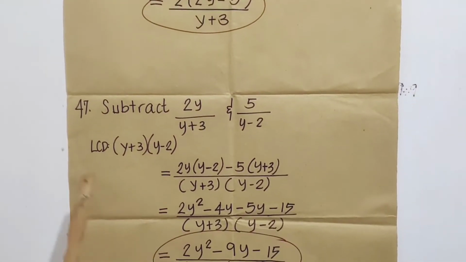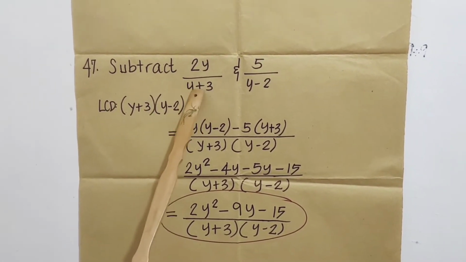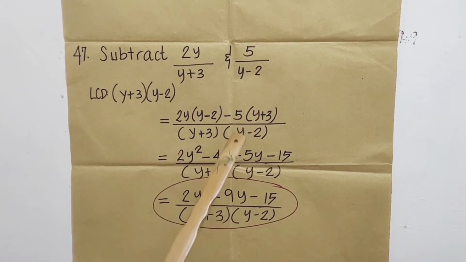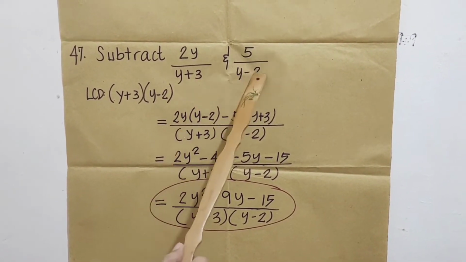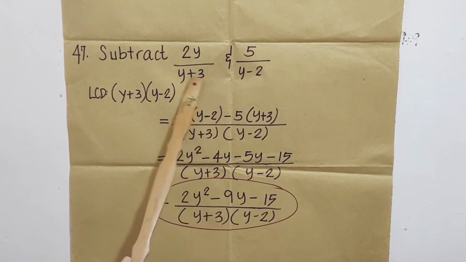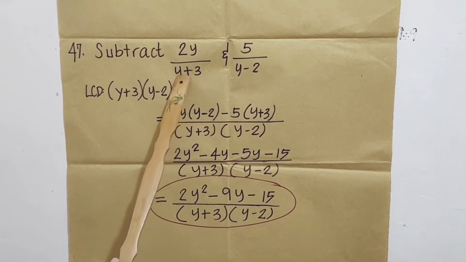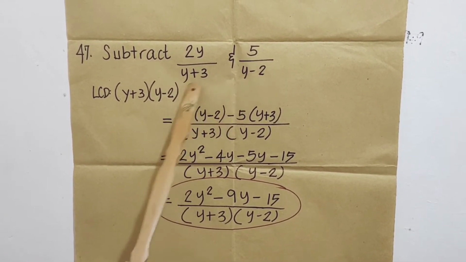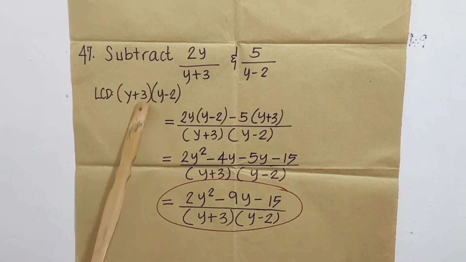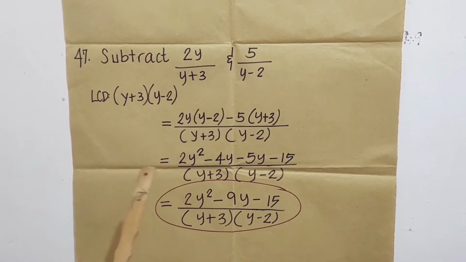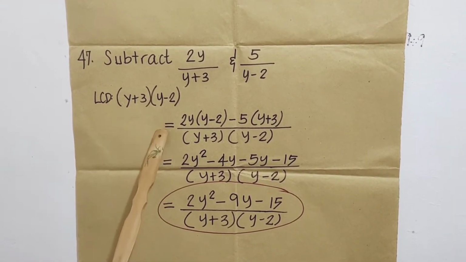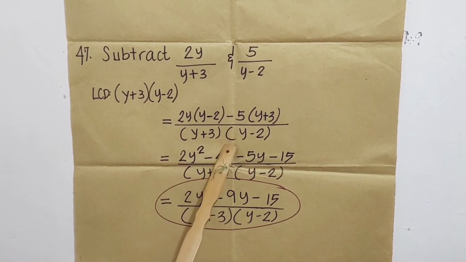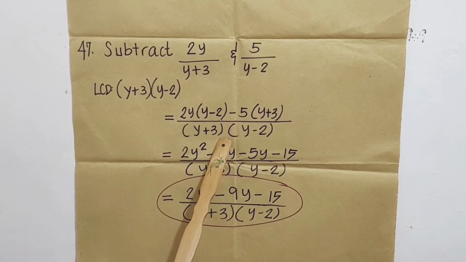The next, number 47: subtract 2y over y plus 3 and 5 over y minus 2. Okay, the same process. We're going to find the LCD of these denominators since they are not the same. Since y plus 3 and y minus 2 are prime, we have to multiply them. So our LCD is y plus 3 times y minus 2. Upon knowing the LCD, we draw a line, then write the LCD below the line as our denominator.